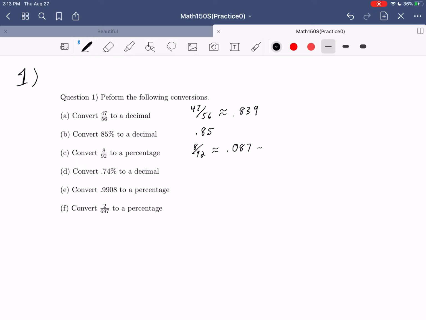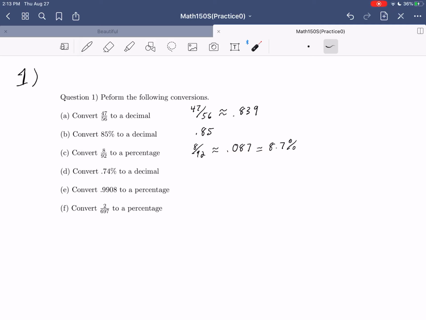Then we can say that that is directly equal to 8.7%. How do we get that? Well, remember that back here, when you're converting from percentage to decimal, you move 2 places to the left. When moving from decimal to percentage, you move 2 places to the right. So we go once, twice, and that's how we get that 8.7%.